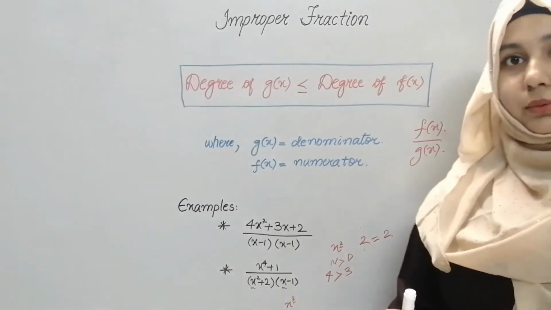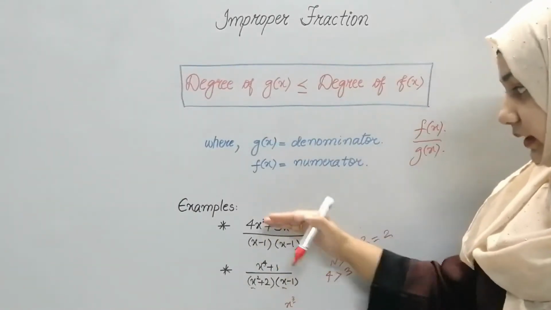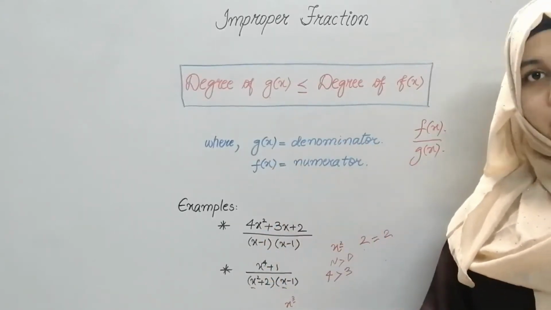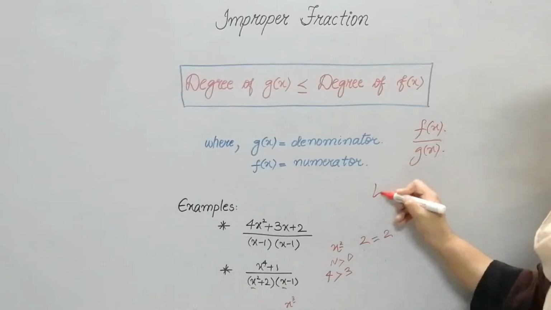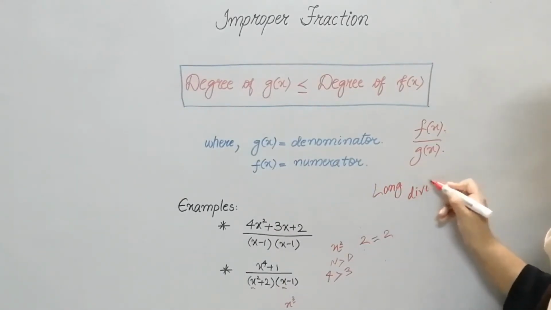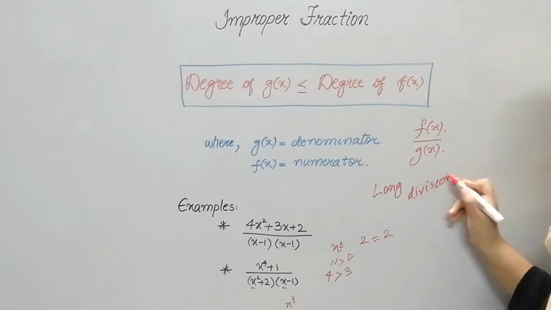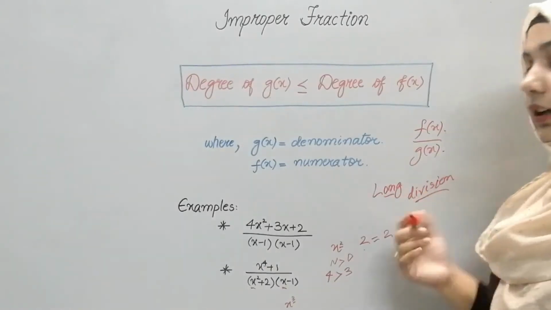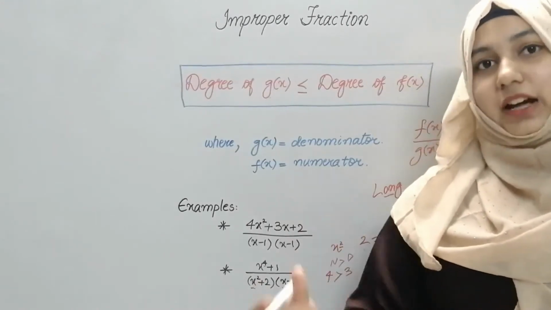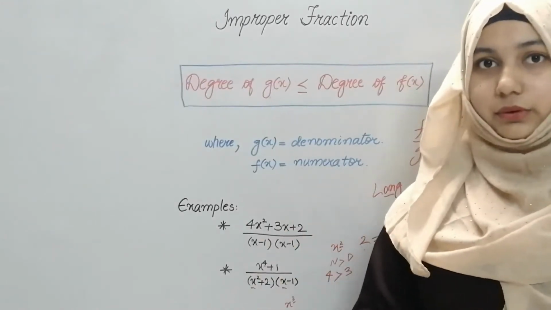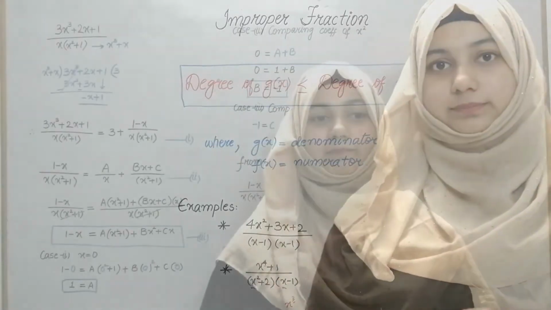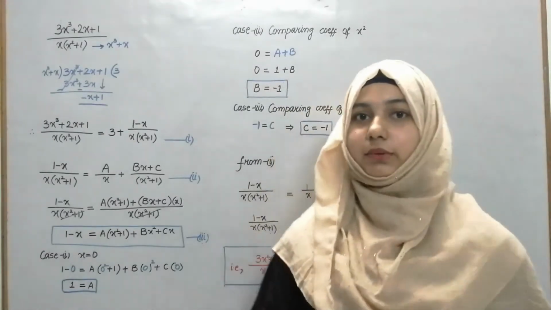Okay, so for these 2 problems, or for these improper fractions, first we are going to convert it into a proper fraction with the help of the long division method. Long division, I hope you people know how to do it. Long division is just like division. The only difference is that instead of having numbers, you will have variables in them. So we'll take one example and see how to solve an improper fraction. Let's quickly look into an example.